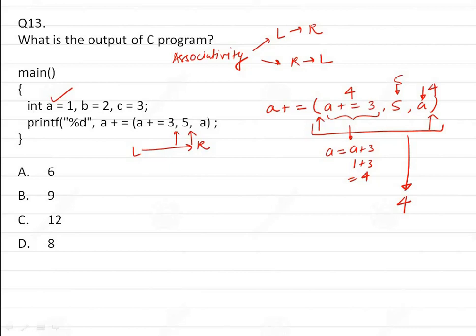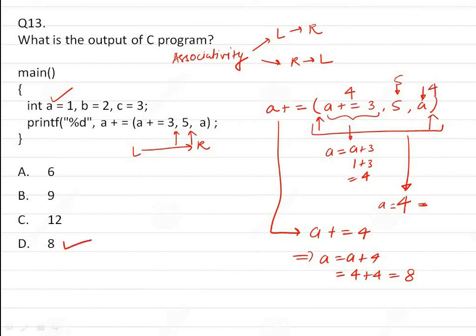Finally we will calculate a plus equal to 4, and we know that the value of a has become 4 now. So this statement means that a is equal to a plus 4. The current value of a is 4, so 4 plus 4 gives 8. So the correct answer of this question is 8.